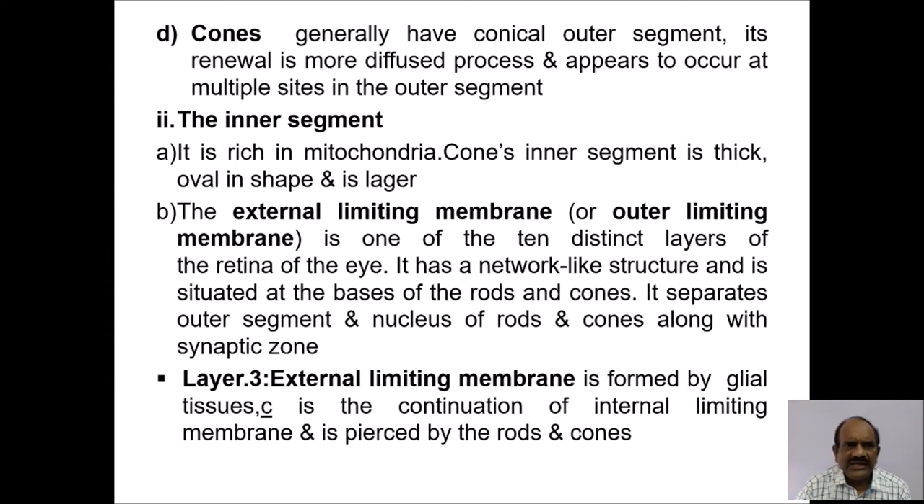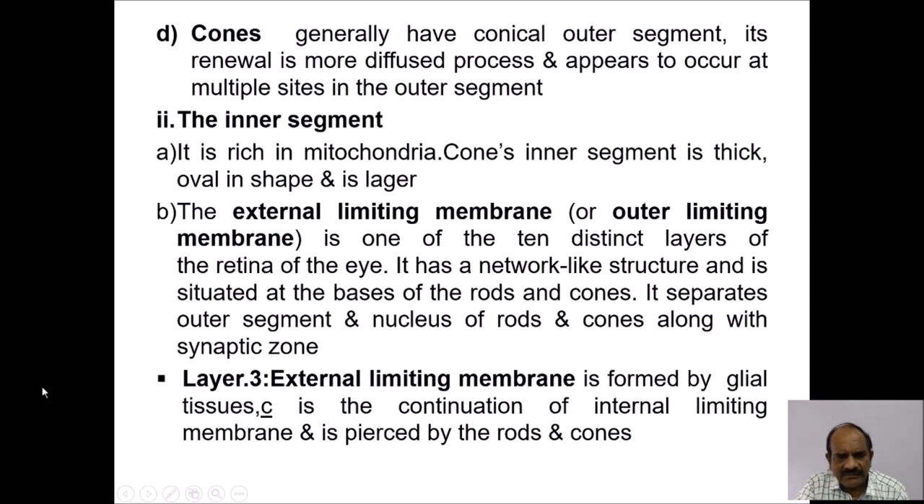Now coming to the inner segment of this photoreceptor. This is the portion which is rich in mitochondria. The cone's inner segment is thick and oval in shape, which you have seen, and is larger. Now coming to the external limiting membrane, or outer limiting membrane, which is one of the 10 distinct layers of the retina of the eye. It has a network-like structure and is situated at the bases of the rods and cones. It separates the outer segment and nucleus of the rods and cones along with the synaptic zone.